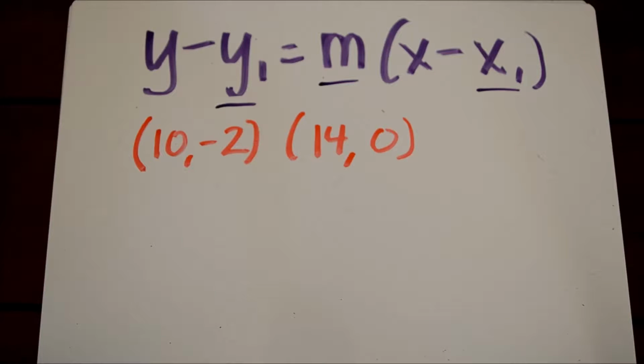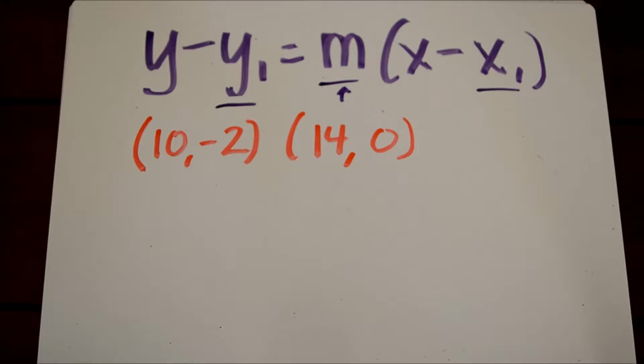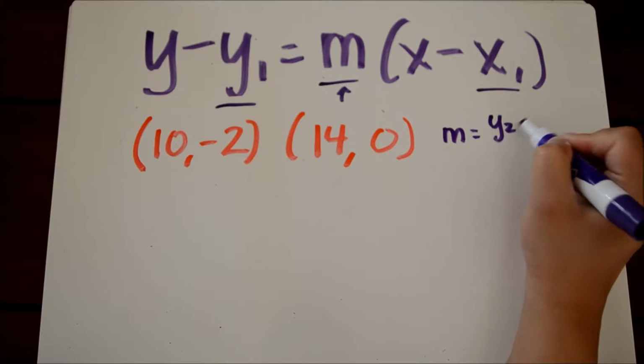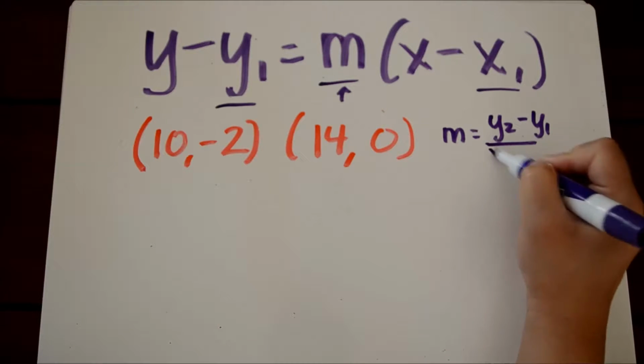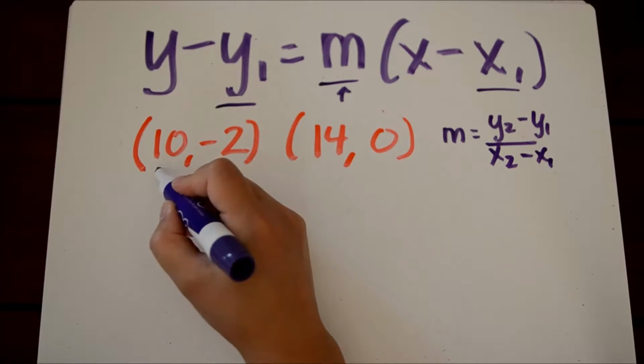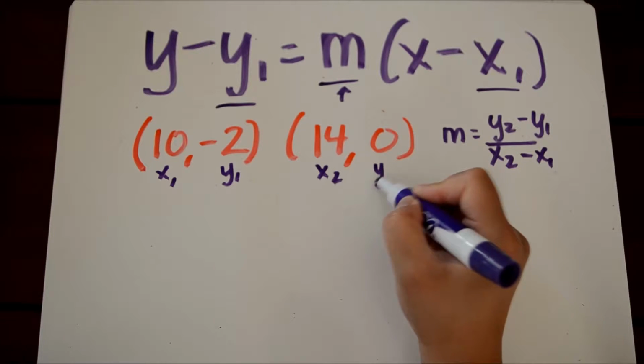If we have 2 points, we're missing our slope value, but we can figure out what our slope value is by calculating it. And to do this, we're going to use the slope formula, which is y2 minus y1 over x2 minus x1. So I'm going to label the coordinates x1, y1, x2, and y2.